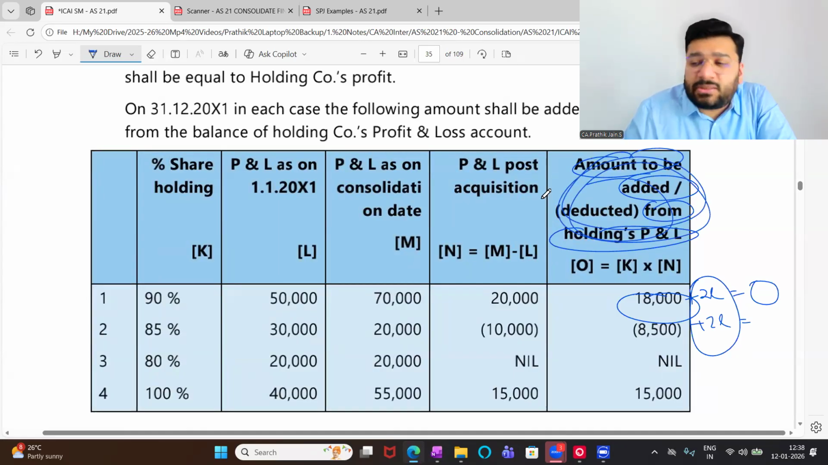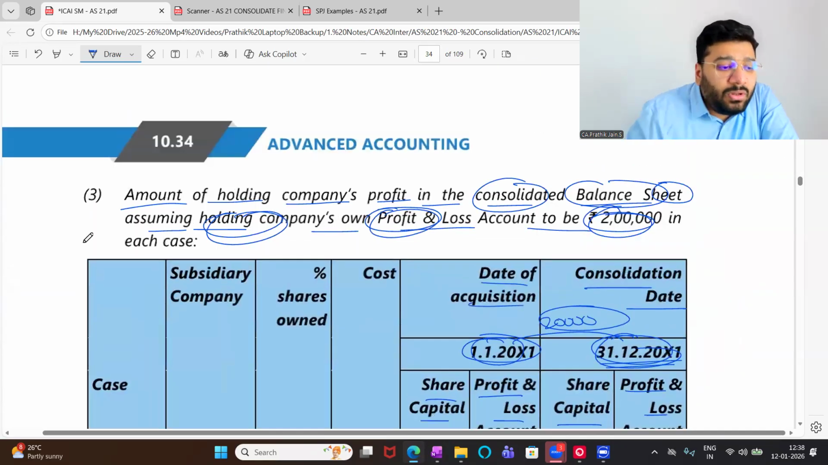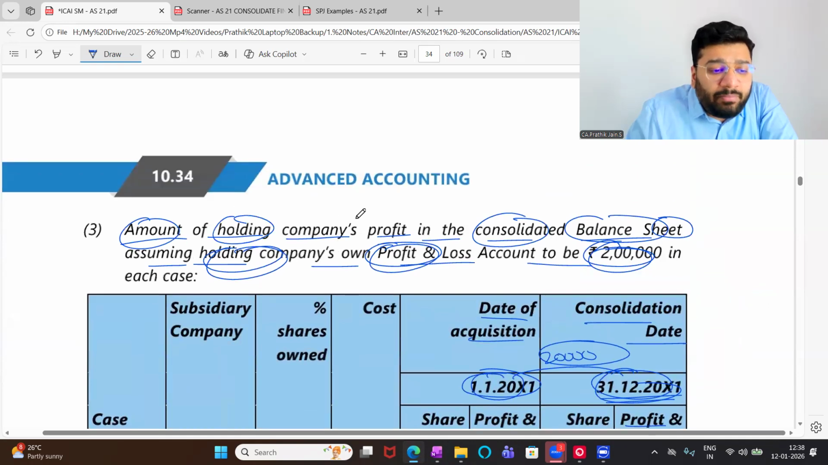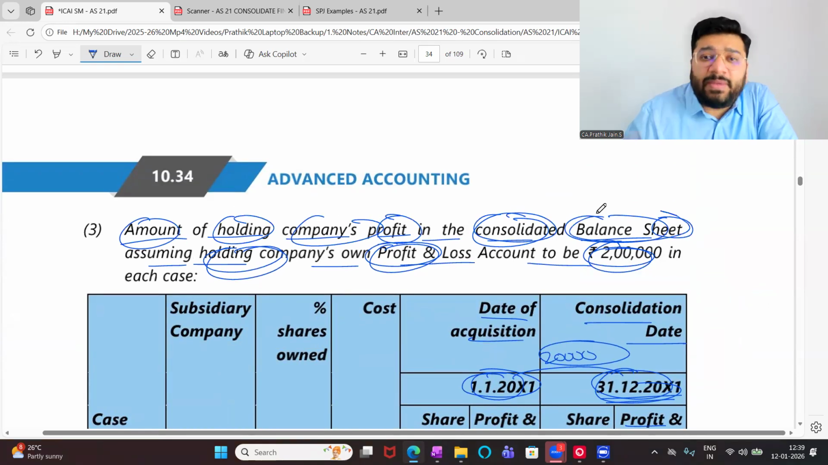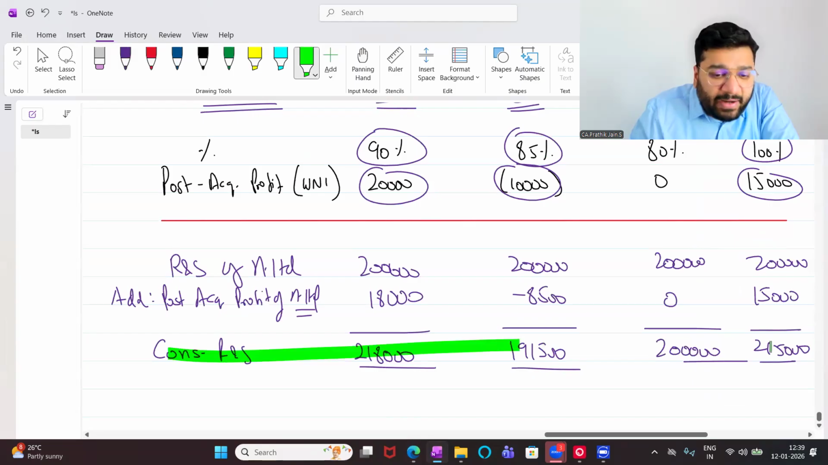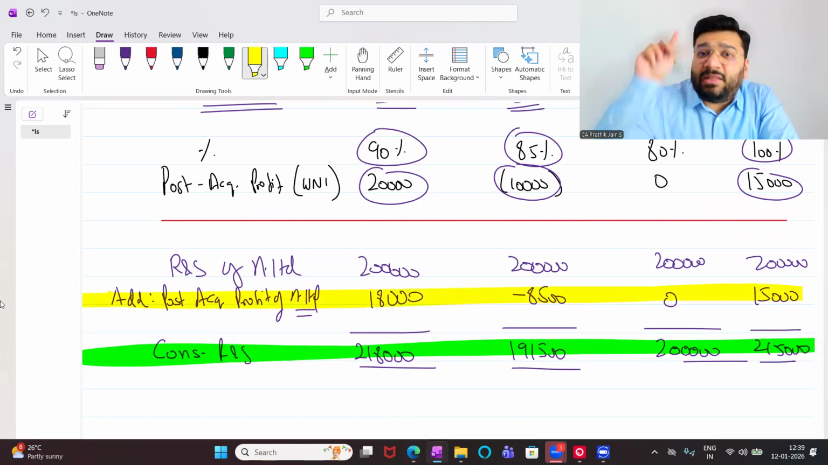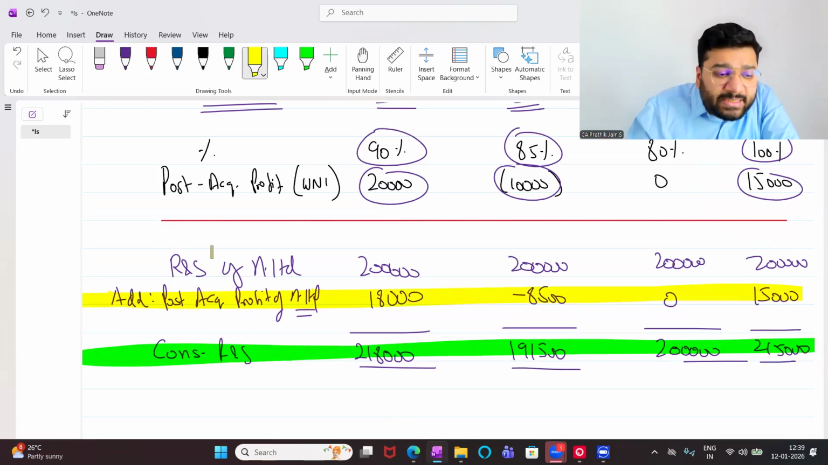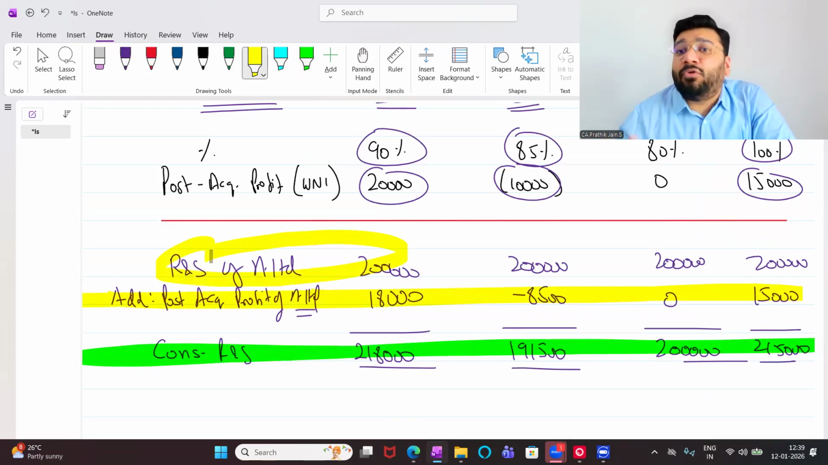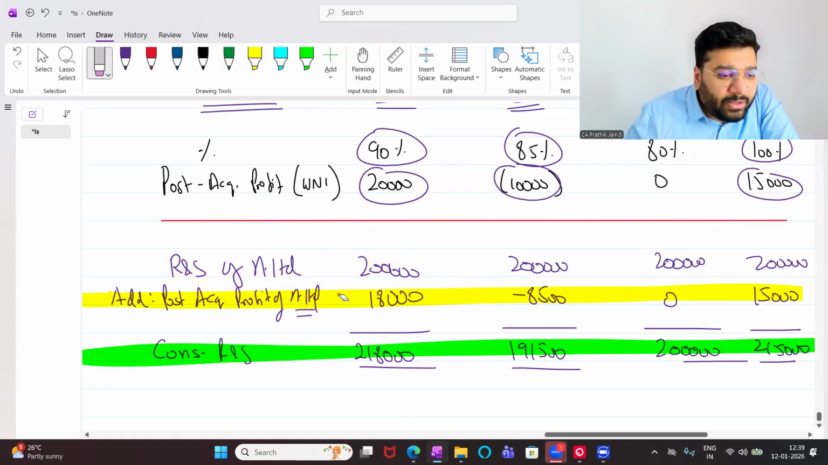Correct? Technically, this is wrong because the question is very clear. What is the question asking? The question is asking you, what is the amount of the holding company's profit to be shown in the consolidated balance sheet? So basically, they're asking you consolidated reserve and surplus. You have to present this, and this is your final answer. In the textbook, what they have done is they've just done this and left it. And in the format, they've told that with this amount, you just add the 2 lakh rupees. They've told it orally. We can't write like that in the exam. We have to present the final amount. Okay or not okay?